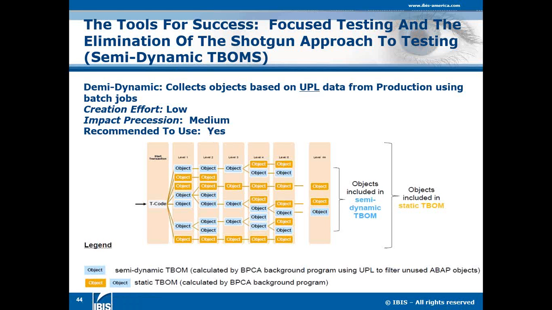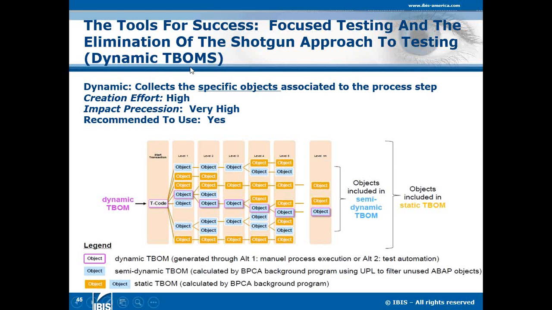as an example. The third and final type is dynamic TBOMs. This is more precise, collects the specific objects associated to the process step or your transaction. It's a higher level of effort to create it. The impact precision is very high, almost very specific. Would I recommend using it? Absolutely. So again, there are three types of TBOMs: static, semi-dynamic, and dynamic. Of the three, there are two that you should use. It's really an organizational decision on how we actually want to implement.